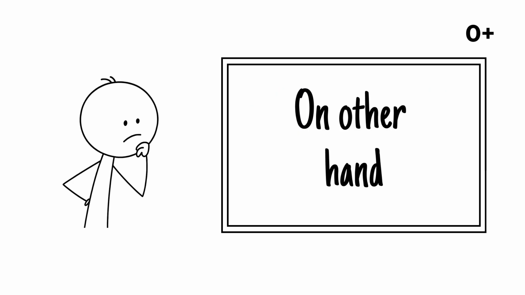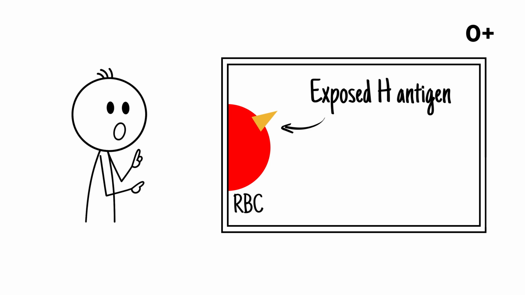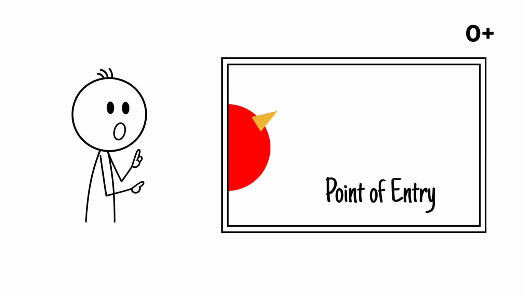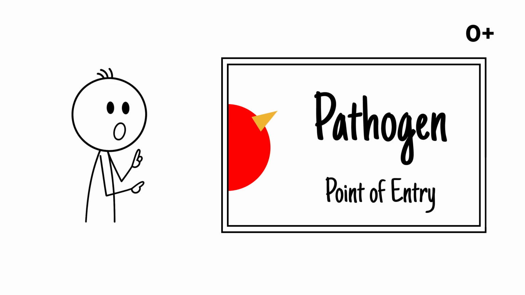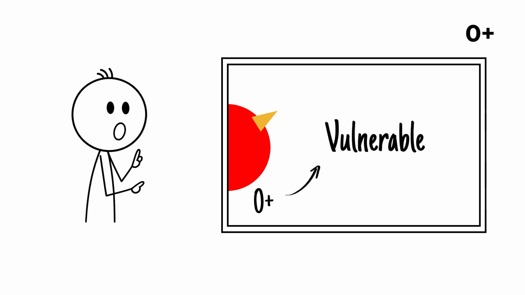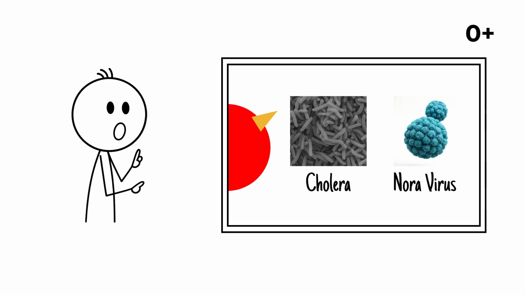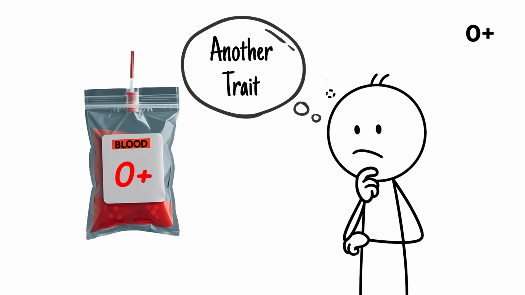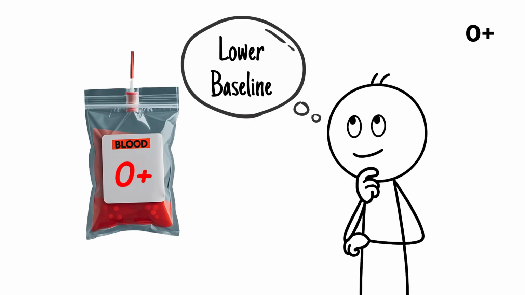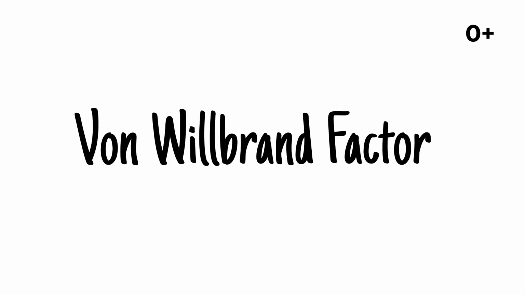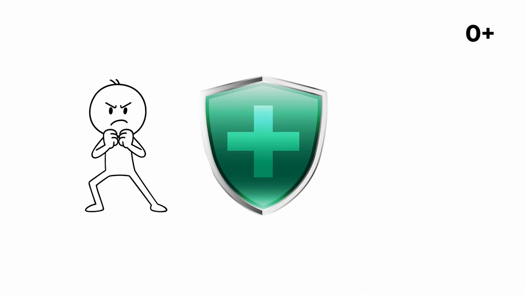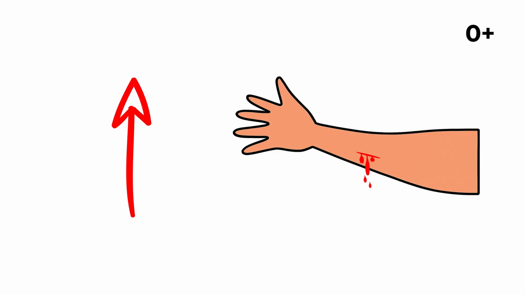On the other hand, having an exposed H antigen on O-type red cells provides an entry point for certain pathogens, making individuals with type O more susceptible to severe infections like cholera and norovirus. Another trait of type O is that they usually have lower baseline levels of certain clotting factors, such as von Willebrand factor. This difference offers protection against life-threatening blood clots, but can also increase bleeding risk in some situations.